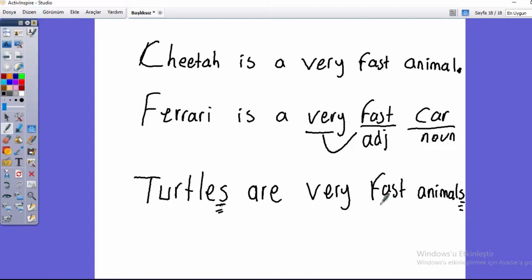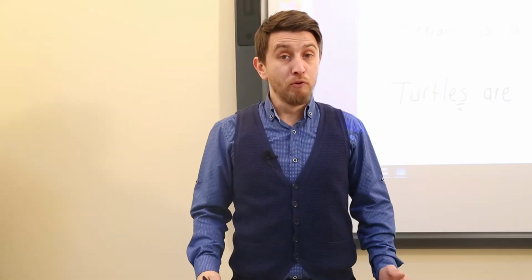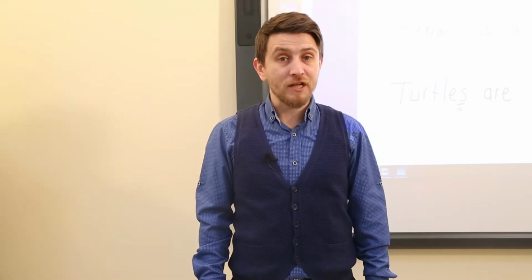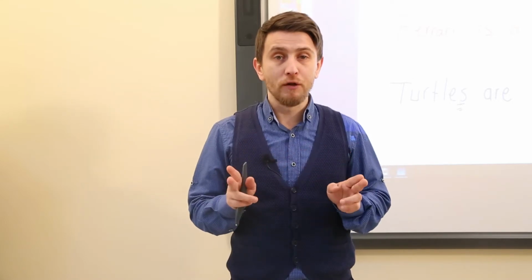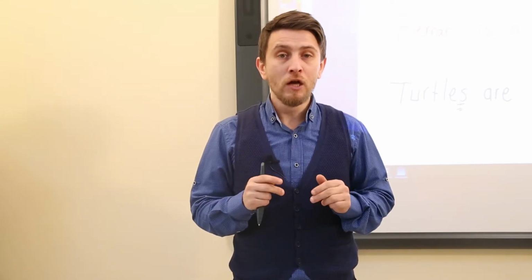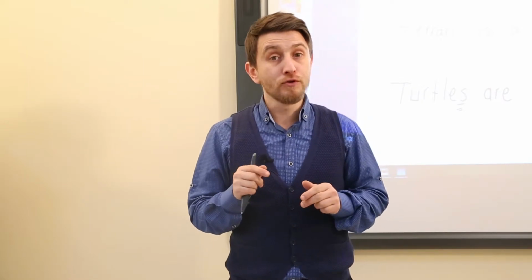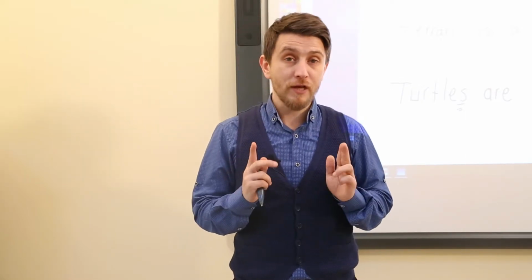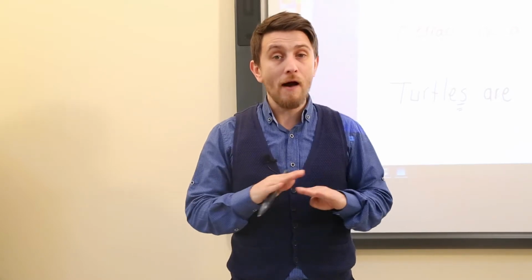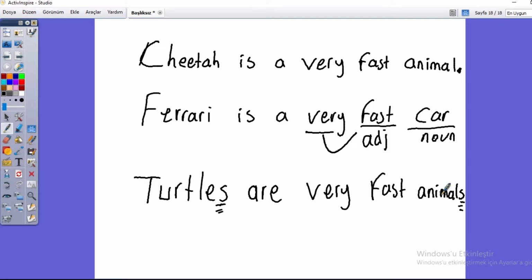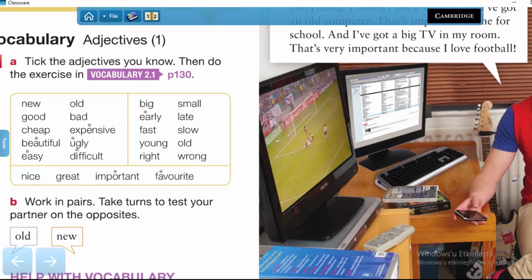The rule is nouns have plural form, but adjectives have no plural form. So we can't say turtles are slows animals. Nouns have plural form. Adjectives have no plural forms. The next adjective, young, and the opposite is old. Here we use old, as you see, for people. Let's start with young.